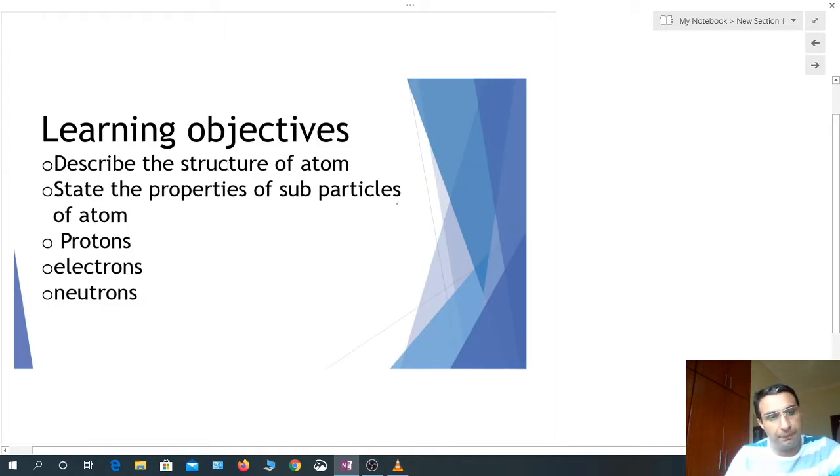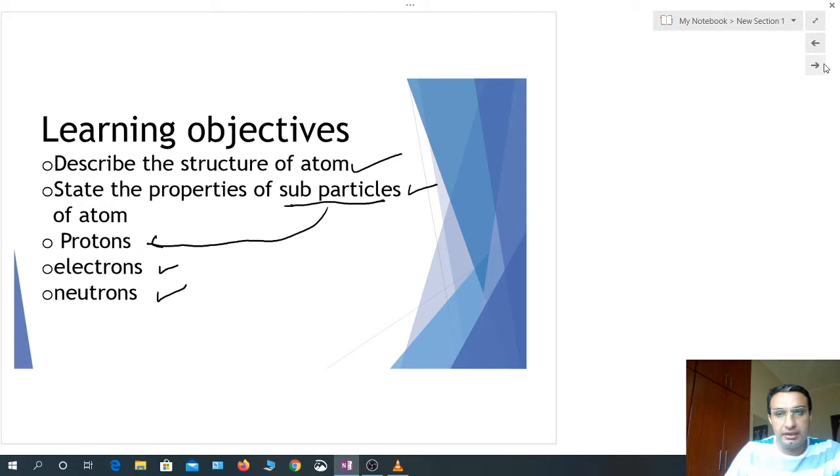As you see, in this session, in this part, we are going to study what is an atom. So we will study the structure of an atom, and we are going to also state the properties of subparticles of atoms. Subparticles means protons, electrons and neutrons. These are the particles which are available in every atom. So we are going to identify each subparticle.